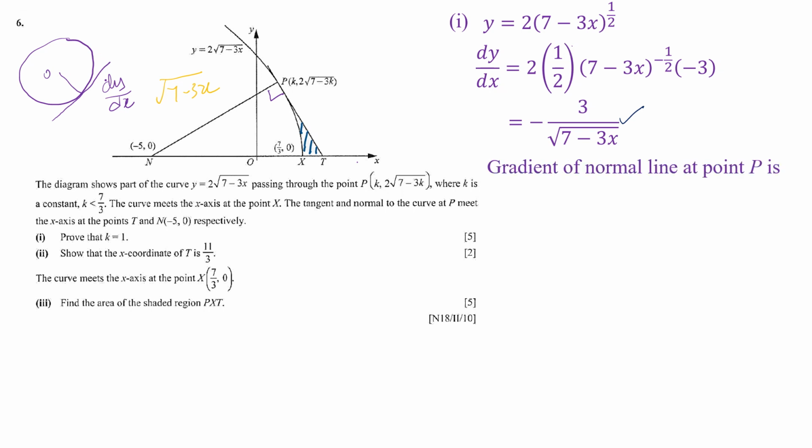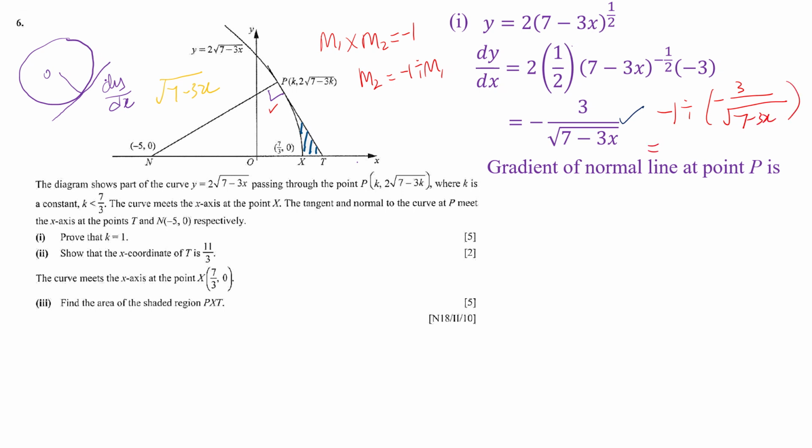So the gradient of a normal line at P, if you recall, the gradient of a tangent line multiplied with the gradient of your normal line must give you negative 1. That's why they're perpendicular to each other. So to find the gradient of a normal line, it's just negative 1 divided by the gradient of your tangent line. So it's just negative 1 divided by this value.